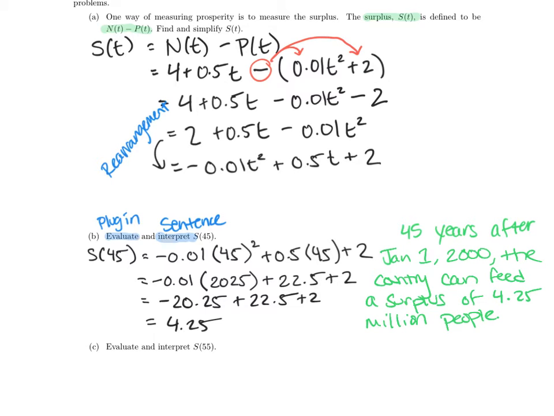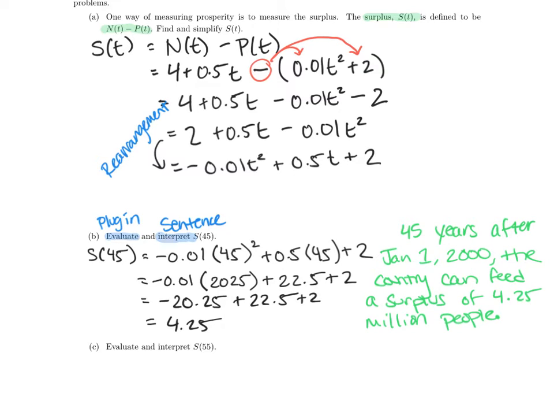people. Now, your sentence might look slightly different. You might say that the country can feed a surplus of 4.25 million people in 2045, and that is also an acceptable answer. It all means the same thing. So as long as you have the same information, if your sentence looks slightly different than mine, that's totally fine.